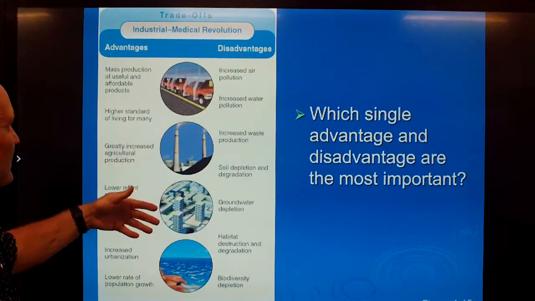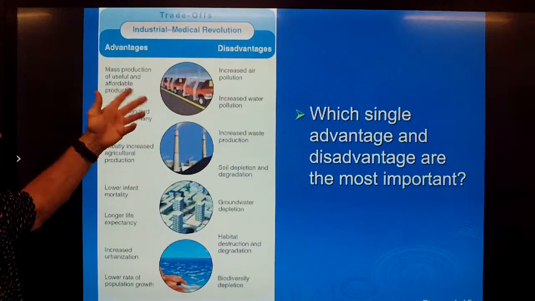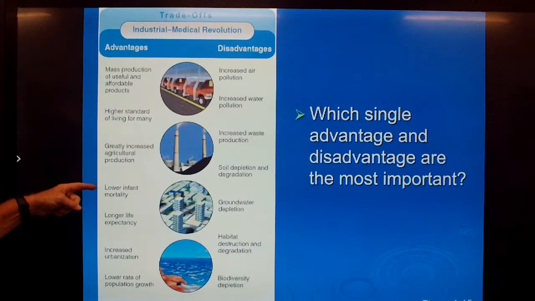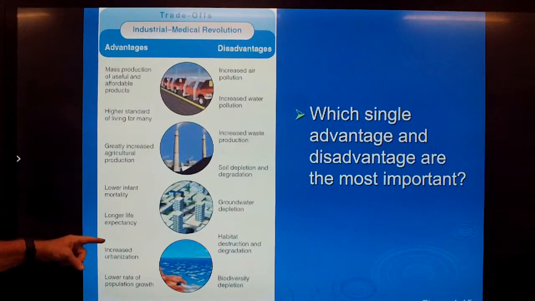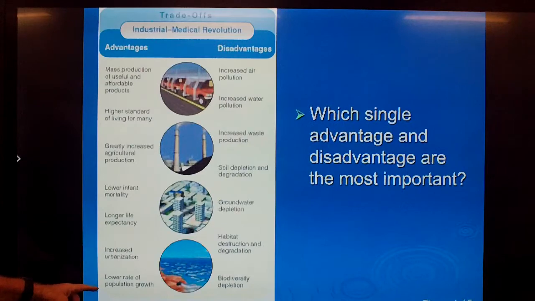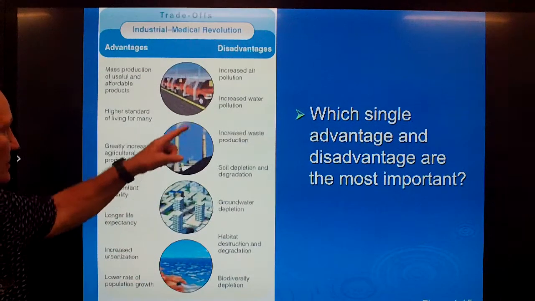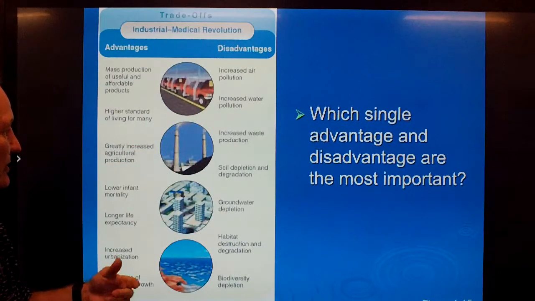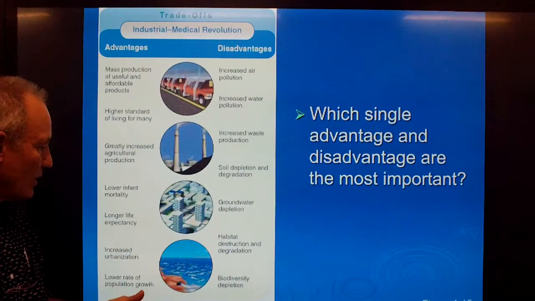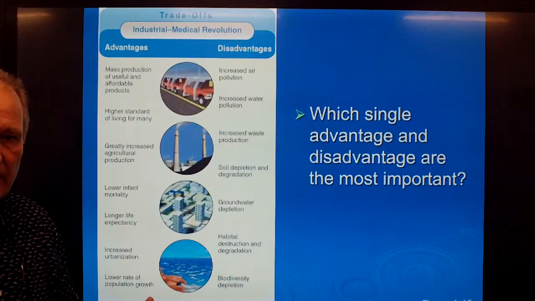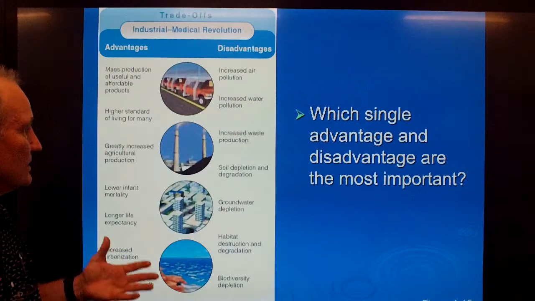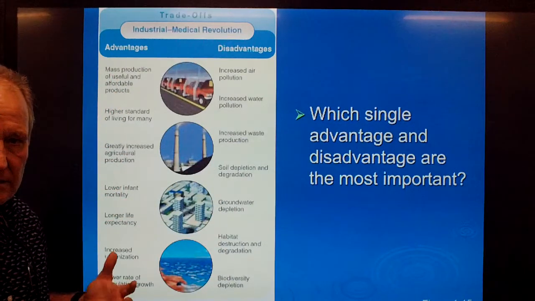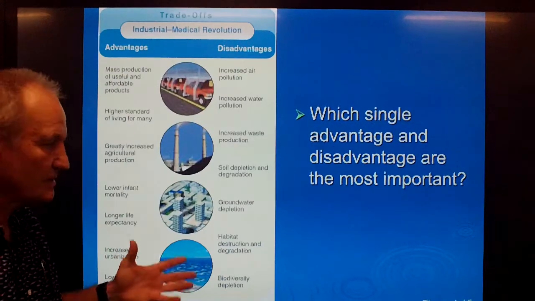Okay, but a little bit, the industrial medical revolution made mass production of useful, affordable products, and it had a higher standard of living, greatly increased agricultural production, lower infant mortality, longer life expectancy, increased urbanization, lower rate of population growth. But look at some of the disadvantages. Increased air pollution, increased water pollution, increased waste pollution, soil depletion, groundwater depletion, habitat destruction, and biodiversity loss. Okay? So yes, there were these great things, but yes, there were these things that kind of offset it from the natural capital perspective.